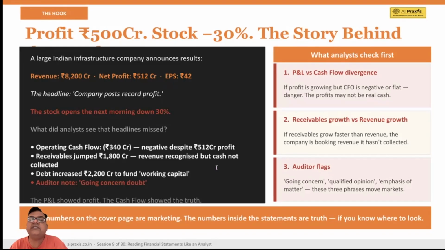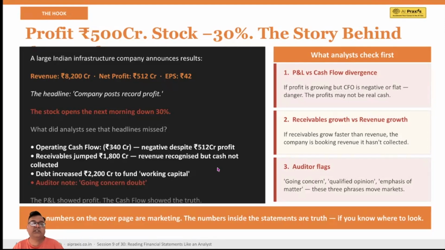Now here, CFO is negative 340 crore. Okay, let's compare. Your profit is 512 crore, which is plus, but cash flow is minus 340 crore. There's a huge mismatch. Now think about this in simple terms. The company is saying we made 512 crore profit, but in reality, cash is going out of the business.